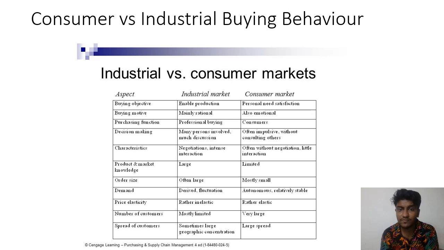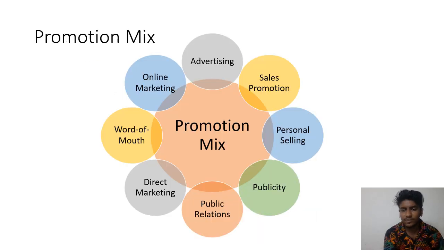So you need to know a very important difference between an industrial market and a consumer market. The buying motives, the buying objectives, the characteristics, the order size, the elasticity of the price, the spread of the customers, these are all the parameters that decide industrial marketing and consumer marketing.